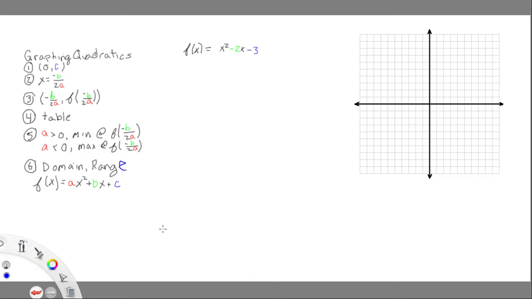Let me fix that. At least I could spell it right. There we go. So, and I'm kind of rushing here, using this equation, we're going to graph this equation using these steps.